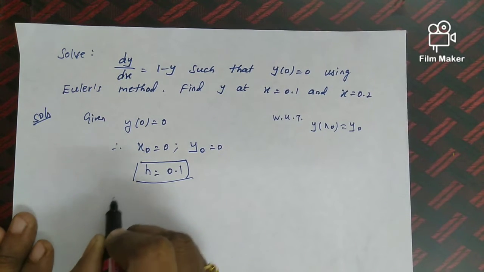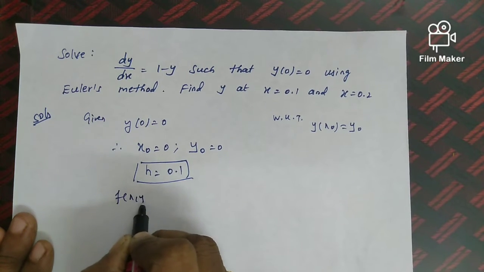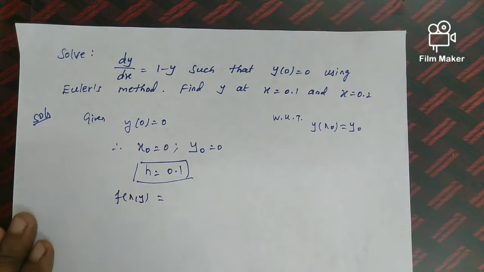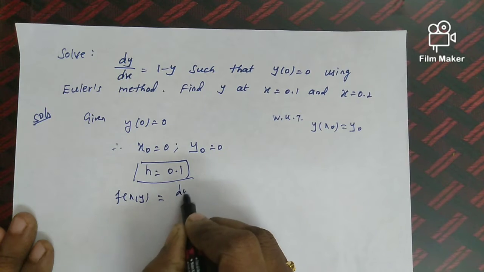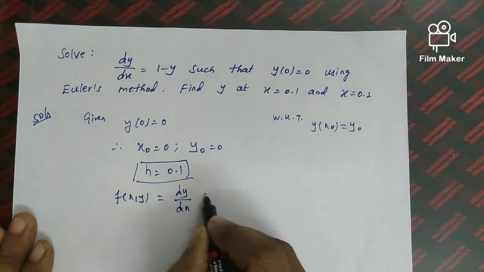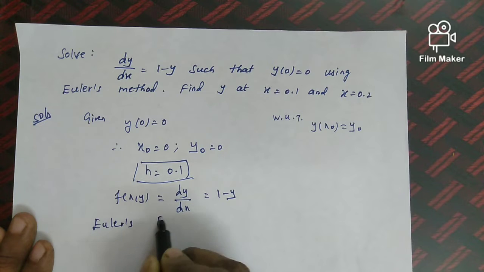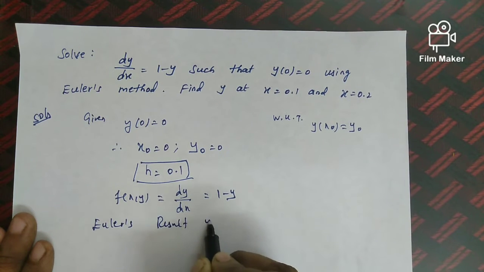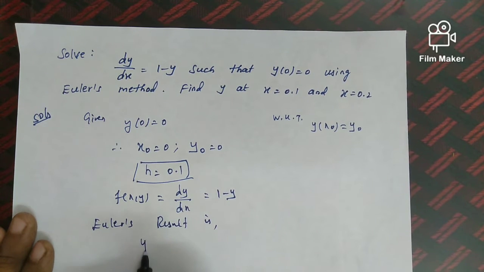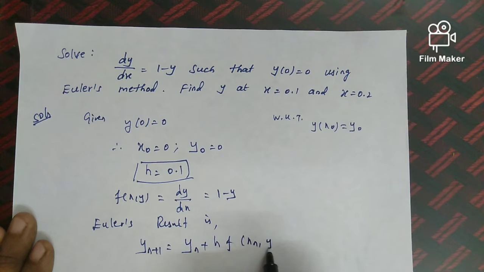Also given is f of x comma y. f of x comma y is nothing but the given differential equation. What is the given differential equation? dy by dx equal to 1 minus y. That is the given differential equation. Now the Euler's formula, what is the Euler's formula? y n plus 1 equal to y n plus h into f of x n comma y n. So we can call this equation 1.